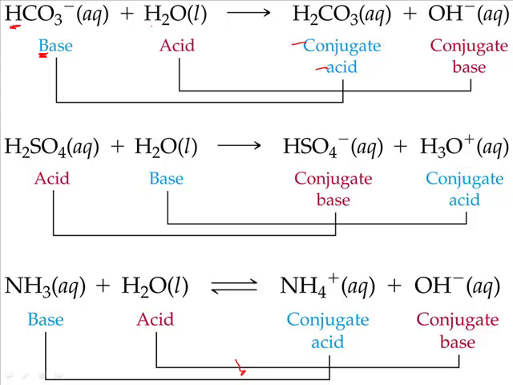Well, where's the H coming from? Here's H2O. It donates the H, it gets rid of one of the H's, so that's what makes it an acid. And then its partner over here is the OH. What's left after it loses an H, that's our conjugate base.